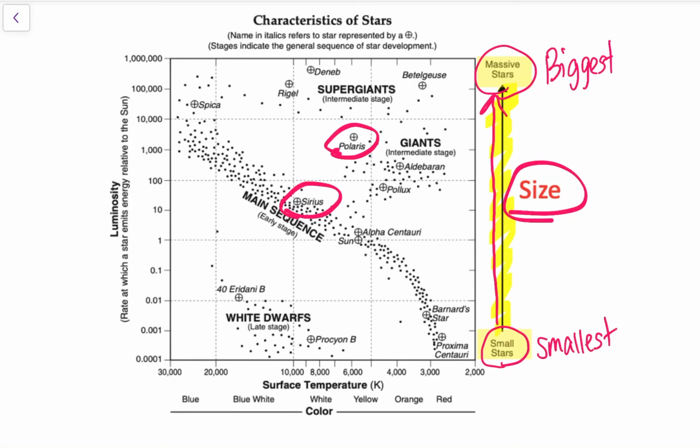The first thing you want to do is decide which star is higher up on the chart. In this case, our star Polaris is higher up on the chart. Because Polaris is higher up on the chart, Polaris is bigger than Sirius. Polaris is also more luminous than Sirius because it's higher up on the diagram.